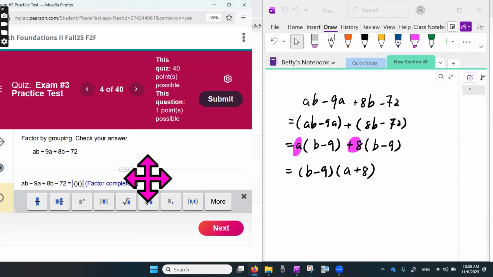First parentheses, b minus 9, a plus 8. Double check your entry, b minus 9, a plus 8. Okay, next.